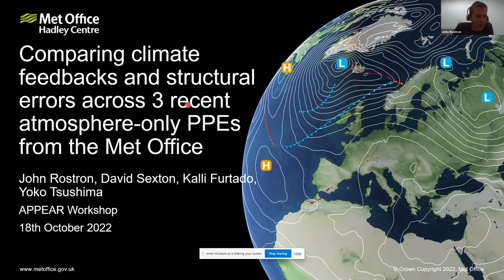Thank you. So my name's John Rostron. I'm going to be talking today about some work we've done comparing feedbacks and structural errors across 3 atmosphere-only PPEs that we've run at the Met Office. This is work that I've done with David Sexton, Kali Furtado, and Yoko Tashima.